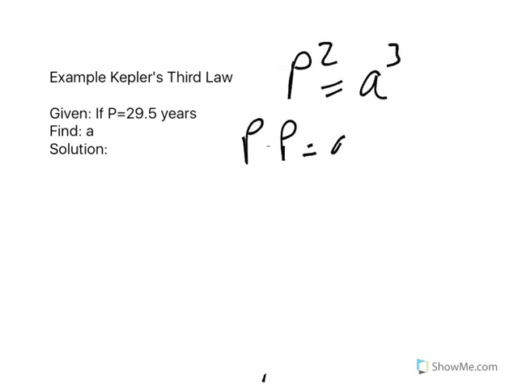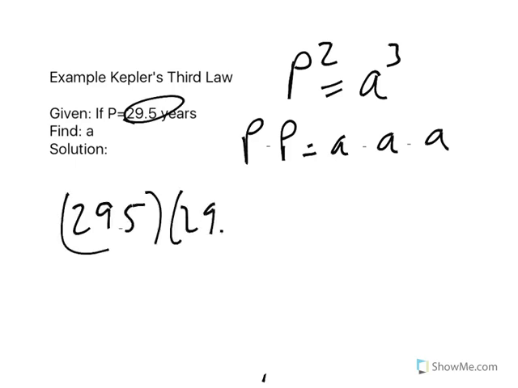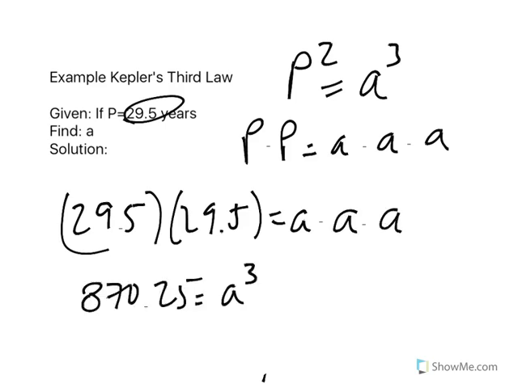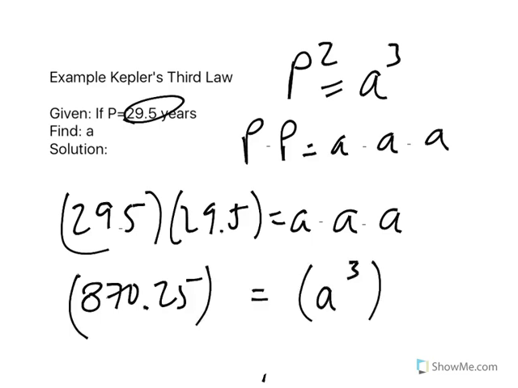Let's look at a third example. Let's say we're given the period of a planet is 29.5 years. We want to know how far it is from the Sun on average, the average distance from the Sun to this planet, or the letter A. Once again, we still use Kepler's third law, P squared is equal to A cubed, or P times P is equal to A times A times A. In this case, we're given P, so let's put that in there. 29.5 times 29.5 is equal to A times A times A. So if you multiply that out, you get 870.25, and that is equal to A cubed, or A times A times A. Now how do we solve this?